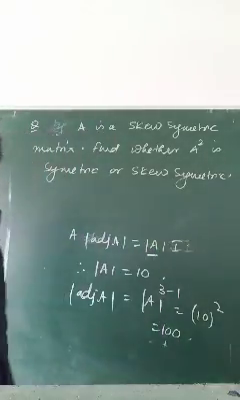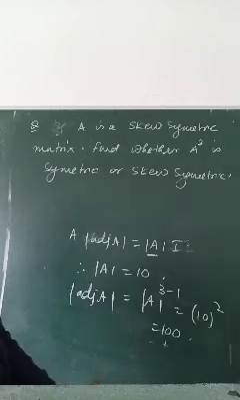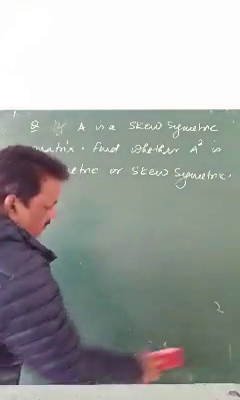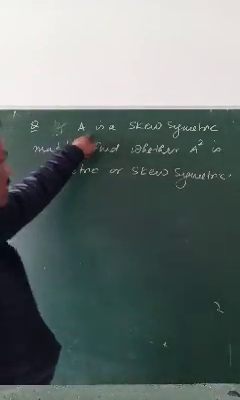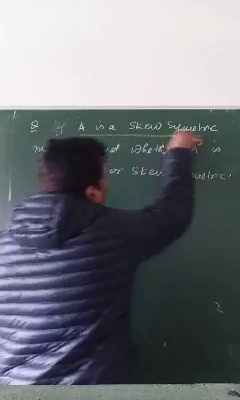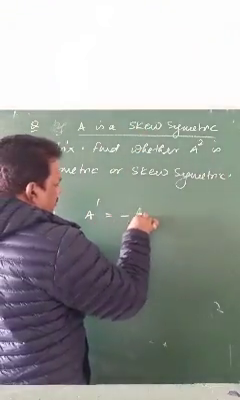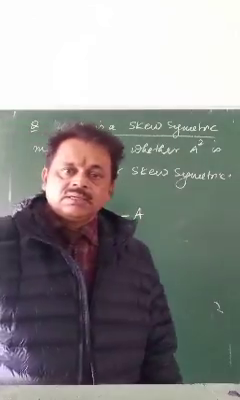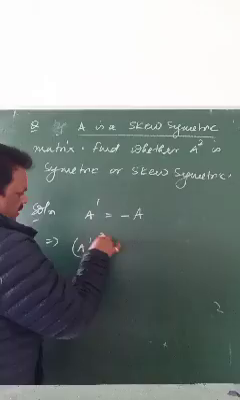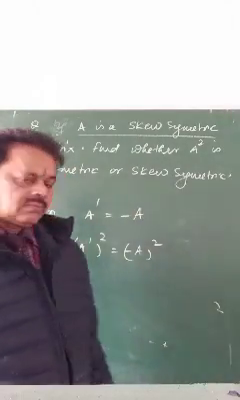So how will you start? Your starting will be A skew symmetric. You have to start from here. That means A transpose equals negative A. This is the definition. Let's take the square of this. A transpose square equals negative A square. Okay?